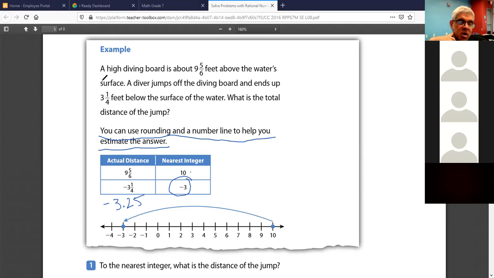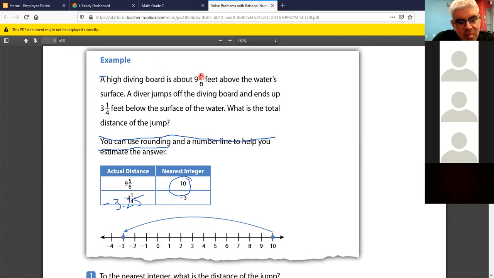Okay, but let's read the problem. So we have 10 and a negative 3. Doesn't mean that the answer is 7 though, because we don't know if we're adding that negative or subtracting that negative. So let's read. A high diving board is about 10 feet. We decided this was gonna be 10. Is about 10 feet above the water surface. So let's draw that.